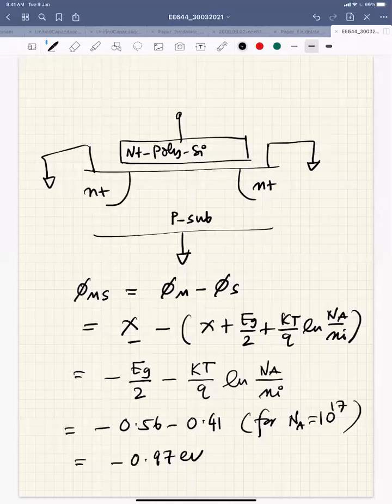So your phi ms is negative. For a typical NMOS transistor, phi ms is minus 0.97 electron volt. That means in the beginning there is an electric field from gate to substrate. To make the bands flat, I have to apply this positive 0.97 electron volt, so I have to apply a positive Vg.